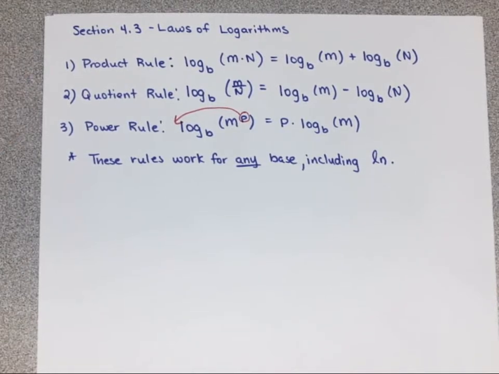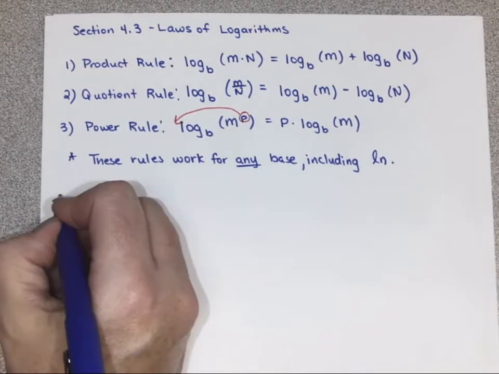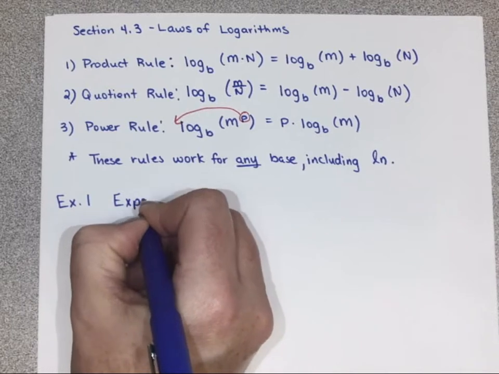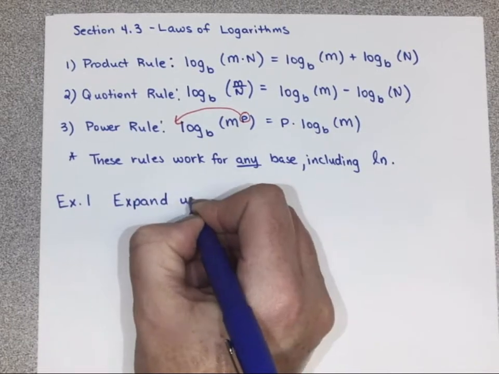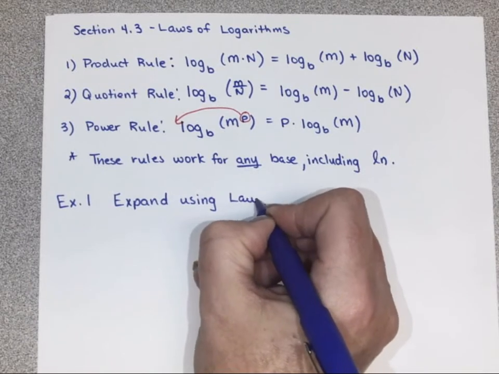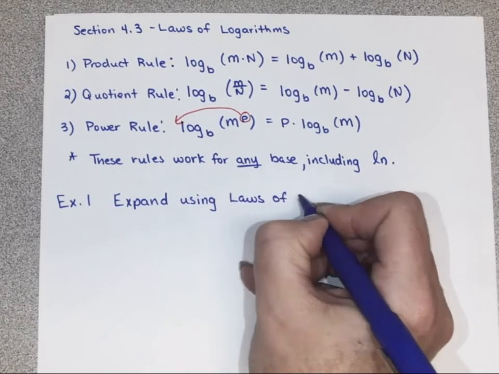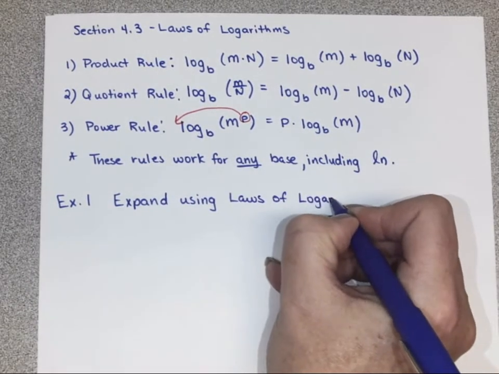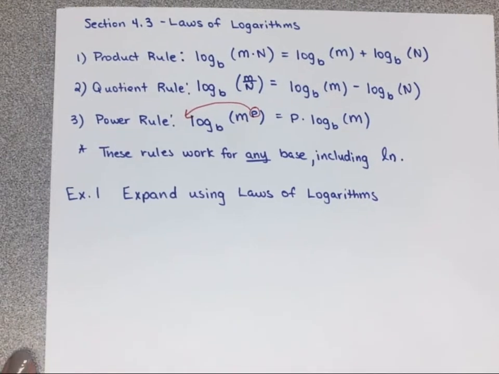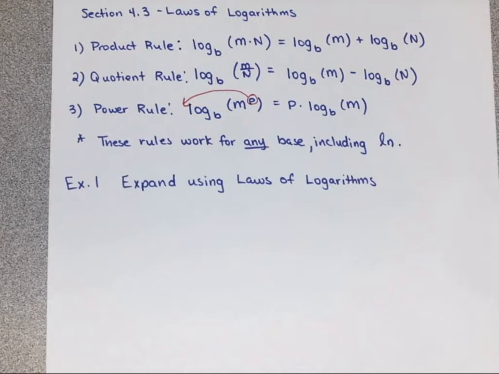So we're going to practice these rules kind of backwards and forwards until we know them really well. And then we're going to use them to maybe solve some scenarios. But before we're ready to do that, we're going to need to make sure we know the rules. So I want you to expand this using the laws of logarithms. Expand means to make it bigger, right? We're used to simplifying things, and I'm asking you to do the opposite of that in this next problem.